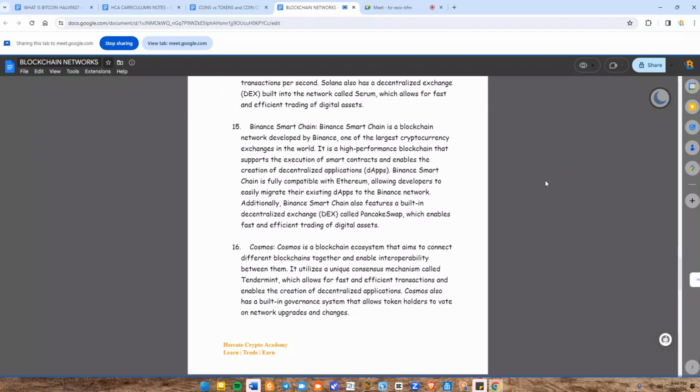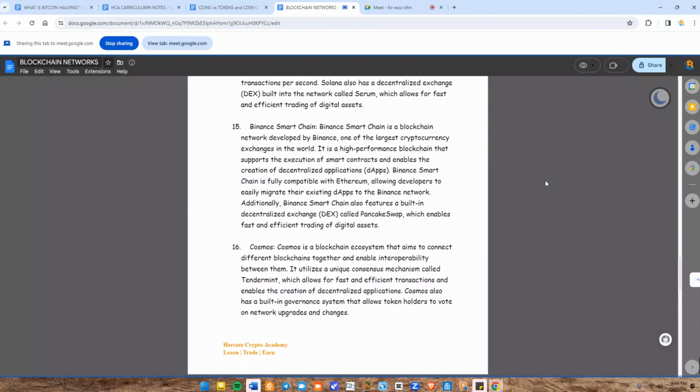Now we have Binance Smart Chain. This has been a popular one, and you're going to interact with it quite a lot. The most recommended blockchain network that I would recommend people to learn and pay attention to is the Binance Smart Chain, because you use it almost every day, especially when you start interacting with the decentralized networks.